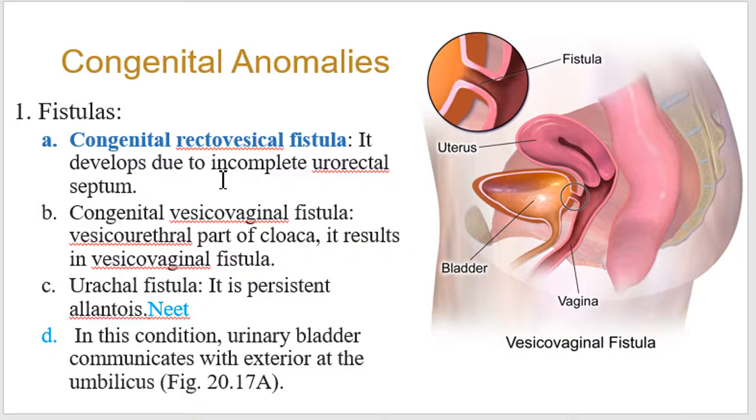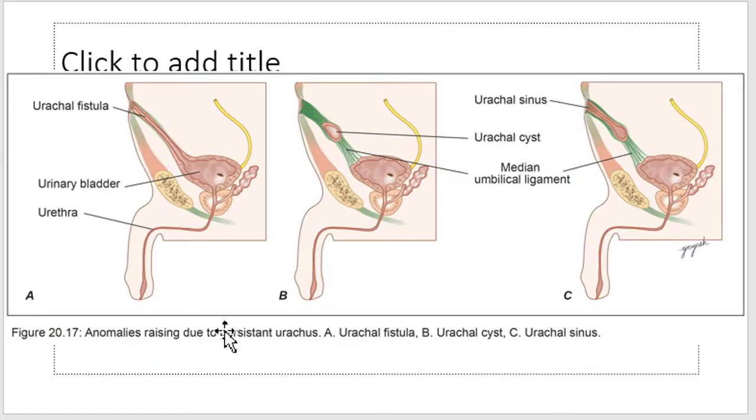Congenital anomalies: rectovesical fistula. There is a fistula between the rectum and the bladder in males. In females, the communication is known as the rectovaginal fistula. Vesicovaginal fistula: there is a communication between the vagina and bladder. And urachal fistula: the allantois persists and communicates with the umbilicus. It forms the urachal fistula.